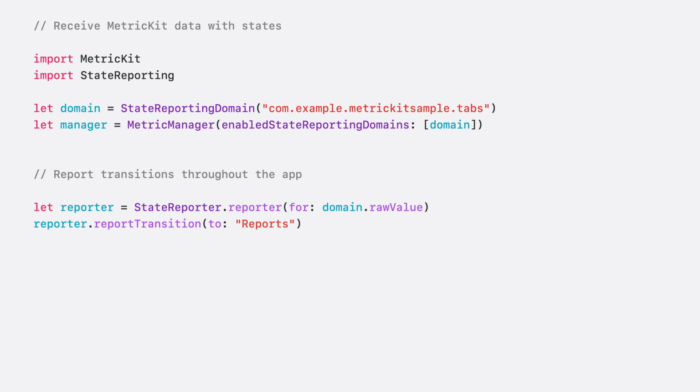States follow a transition model. Your app reports the state it's moving to, and MetricKit tracks how long it remains in that state. There's no start or end pairs. The app reports the condition it is in at any given time. To report states in your app, start by importing the StateReporting framework. Then, create a domain, typically a reverse DNS string, and register it when you set up your Metric Manager instance. Finally, report the transitions as your app enters the states that you define. In this case, the app transitions to a state identified by the string reports.